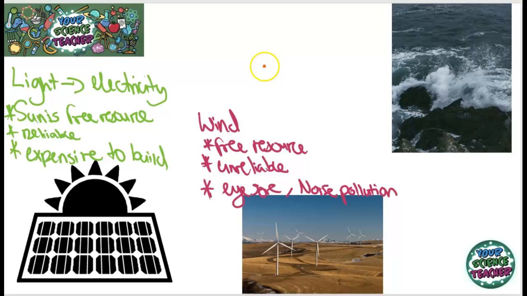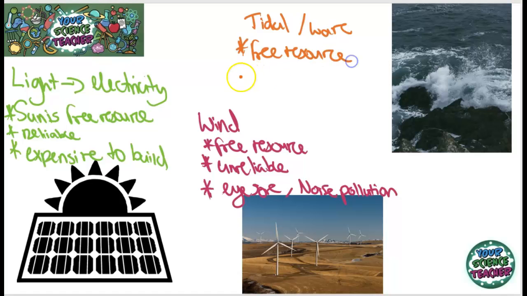So let's look at another free resource as well, and that is the tides. So you can get tidal and wave power. They're two actually separate ways of generating electricity, and they use the force of the water coming into the shore in order to generate electricity. So that's converting the kinetic energy of the water into electricity. Obviously, it's a free resource again, isn't it? Because the water is already there.